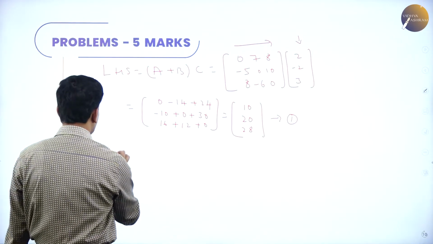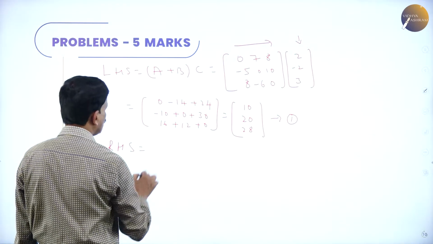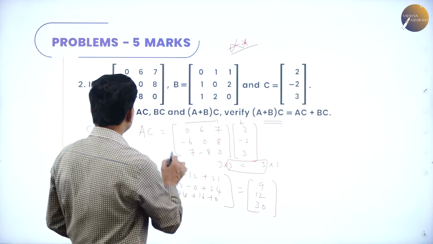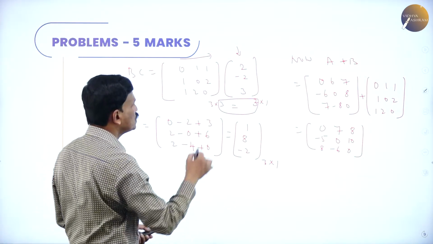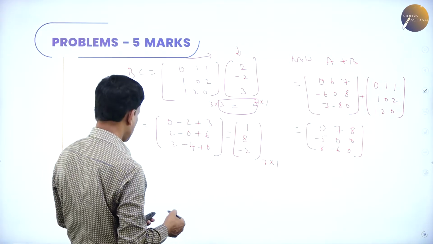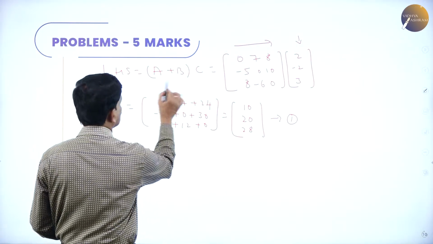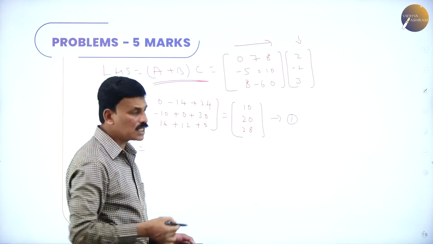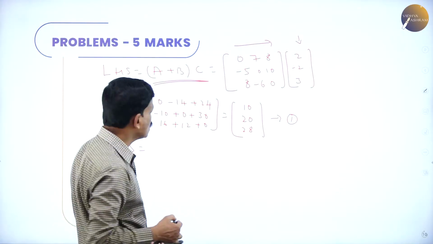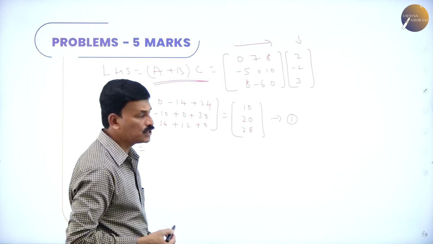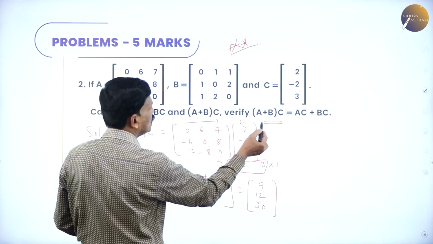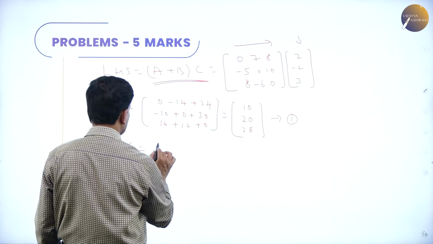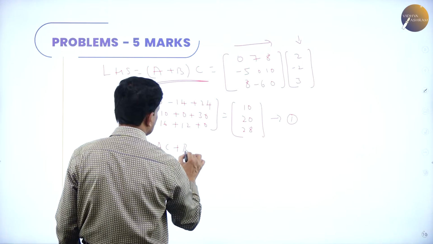Now let us come to the RHS. What is RHS? See here, what is required to find? First AC is finished, then BC. BC is also finished. A plus B into C. For A plus B into C, we will write this A plus B into C. And LHS, same thing we can take for LHS also. A plus B into C is 10, 20 and 28. Now RHS, what is the right hand side? AC plus BC. Right hand side is A into C plus B into C.